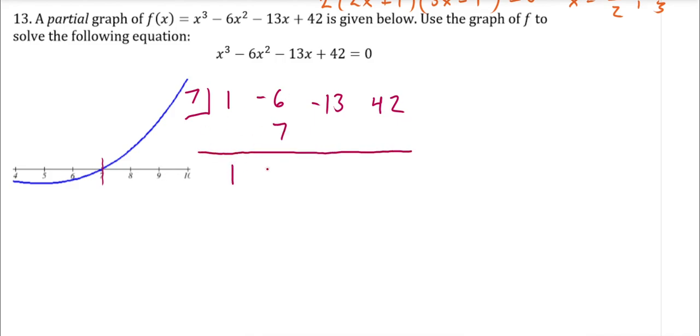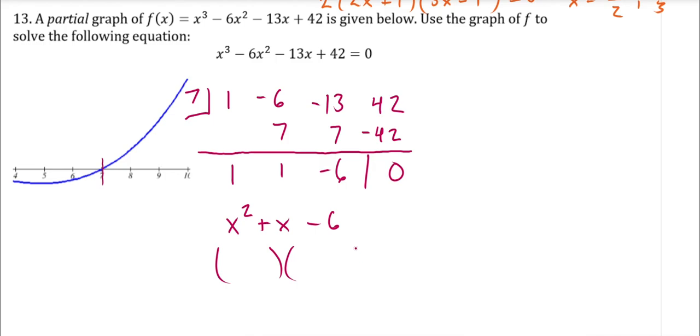1 times 7 is 7, minus 6 is 1. 1 times 7 is 7, plus this -13 gives me a -6. And finally, 7 times -6 is -42. As desired, we get a 0 for our remainder. This gives me now x² + x - 6. And we might try to factor this to see what the remaining roots are.